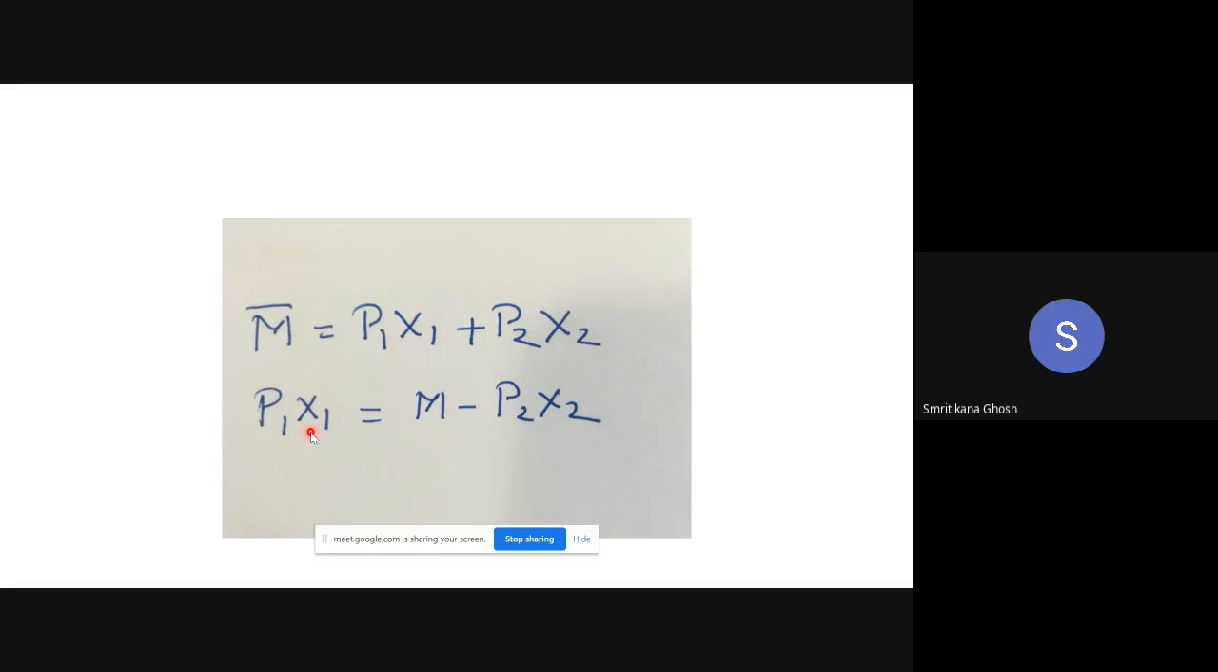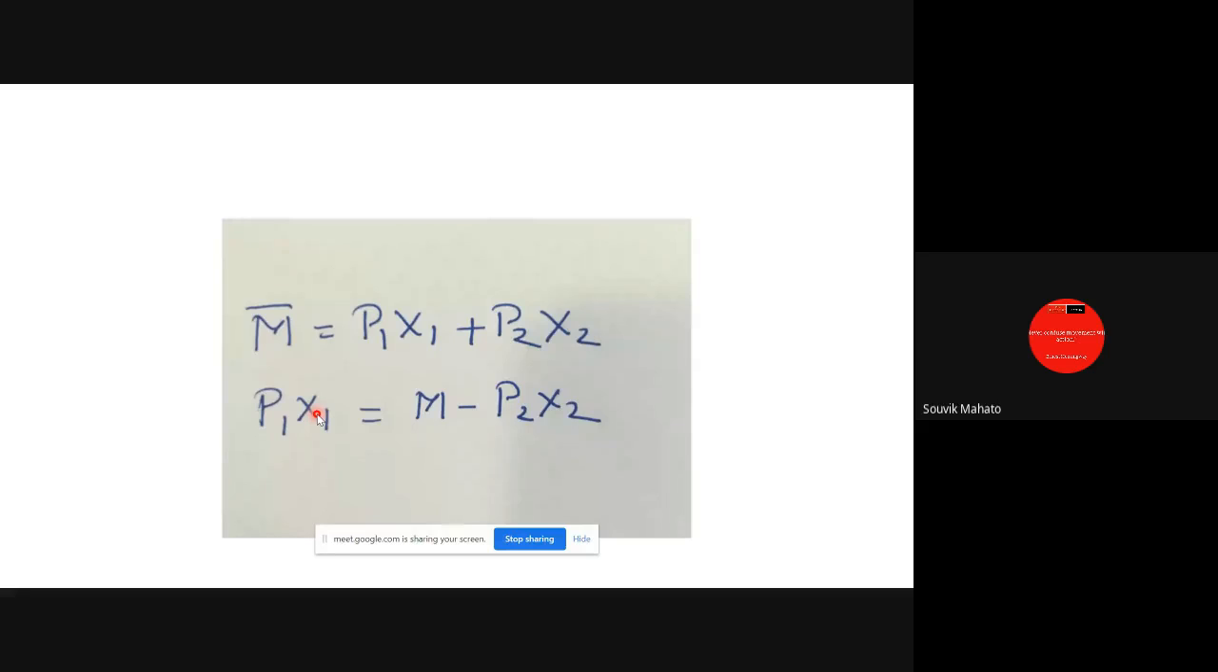But what about the elasticity? First of all, X1 is a Giffen good now. Price is falling and quantity demanded is falling, so it's a violation of the law of demand. But what about the elasticity? Here X2 has increased, so P2X2 will increase, M minus P2X2 will fall, so P1X1 should fall. P1 is falling, X1 is increasing. That means the change in price is greater than the change in quantity, so the ratio is less than 1. So here also your demand is inelastic. It's a Giffen good. It's a violation of the law of demand.